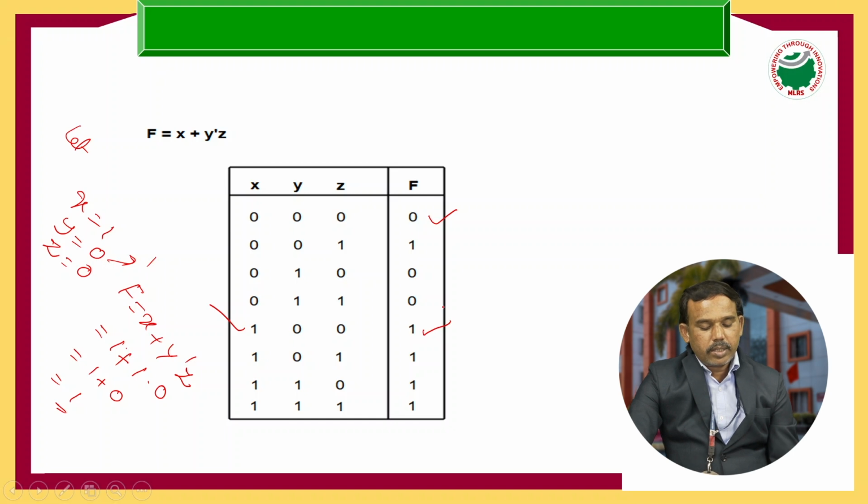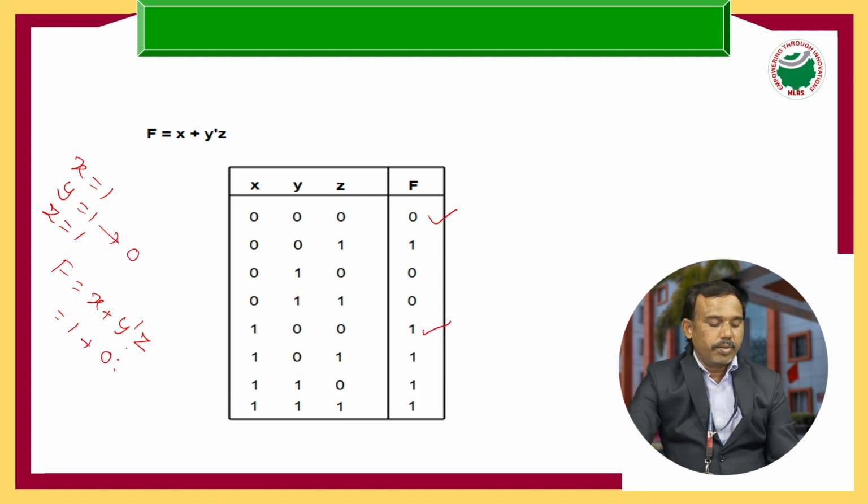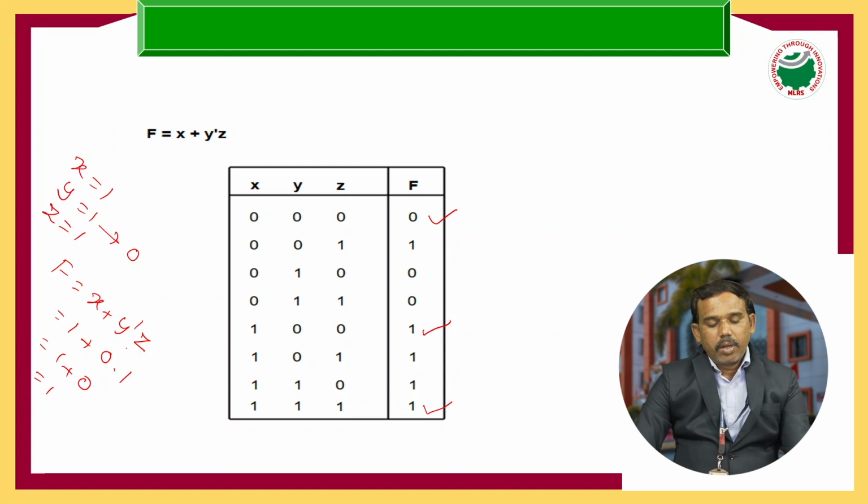In the last case, x value equal to 1, y value equal to 1, z value equal to 1, f equal to x plus y complement z, x value equal to 1, y complement is 0 and 1, 1 plus 0 equal to 1. So this is the Boolean algebra.